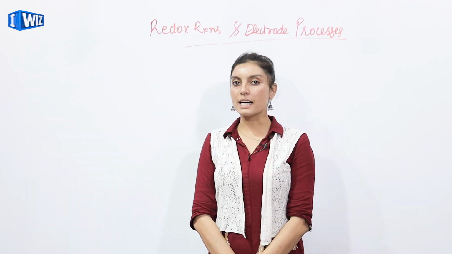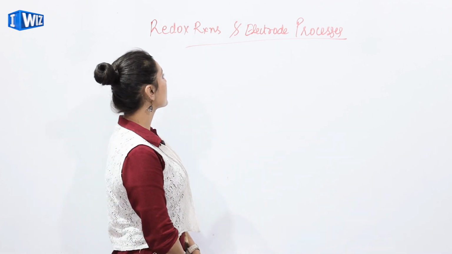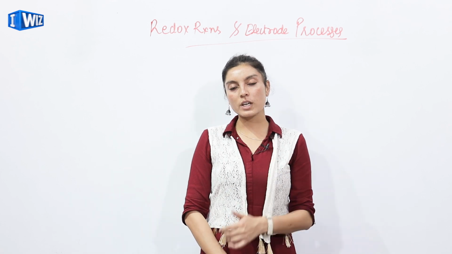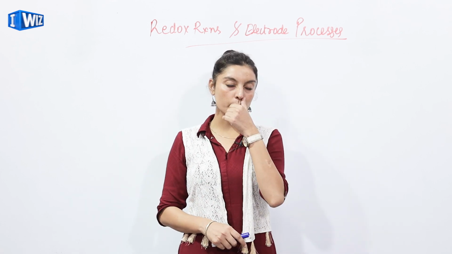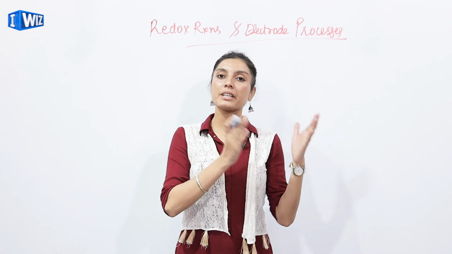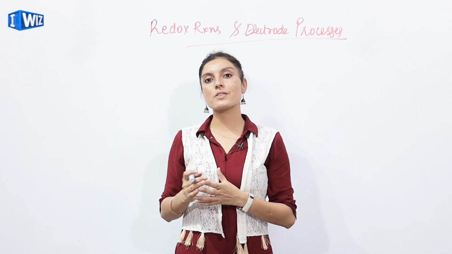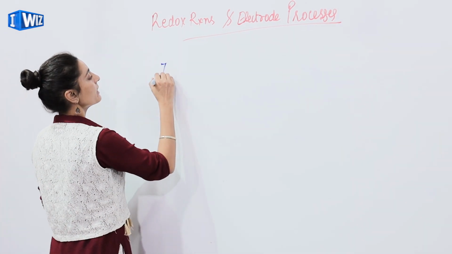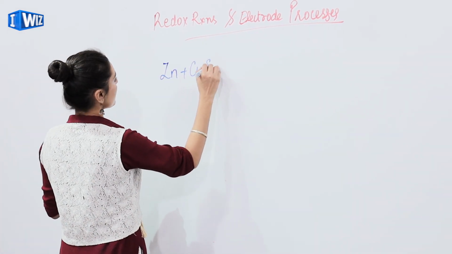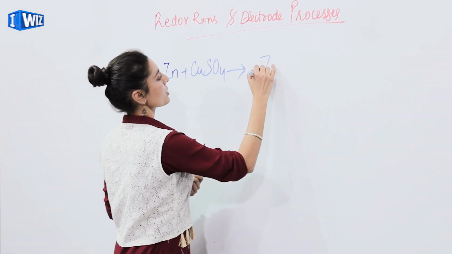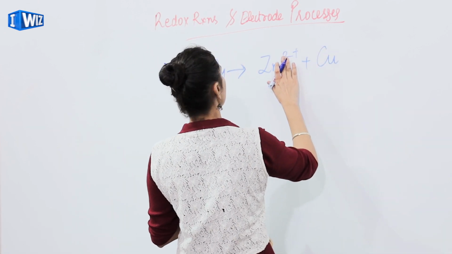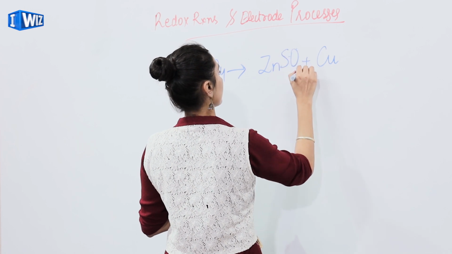So we are left with the last topic of this particular chapter, that is the redox reactions and the electrode processes. We did one experiment in the beginning where we studied competition in the electron transfer reactions. So competitive electron transfer reactions, where we had a zinc rod and copper sulfate solution leading to the formation of zinc ions, and we had copper metal. We could say that here it was zinc sulfate.